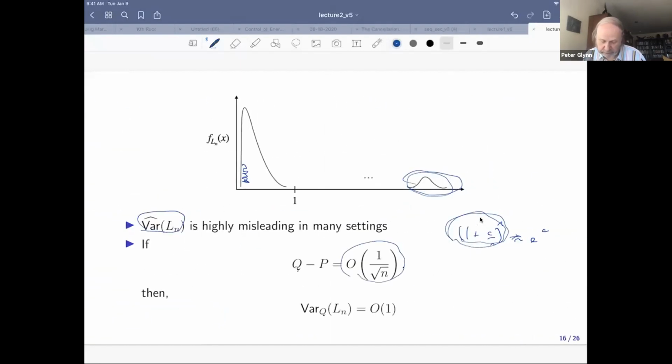And the reason that this 1 over root n works rather than 1 over n has to do with the fact that the likelihood ratio is again a Martingale, and there's something related to some behavior that is coming out of the Martingale central limit theorem that is controlling the fluctuations of the likelihood ratio.